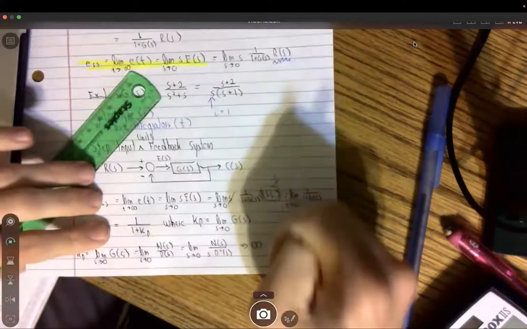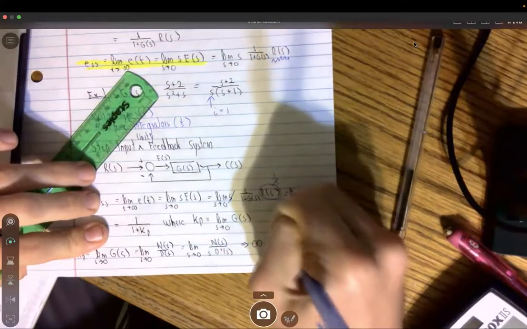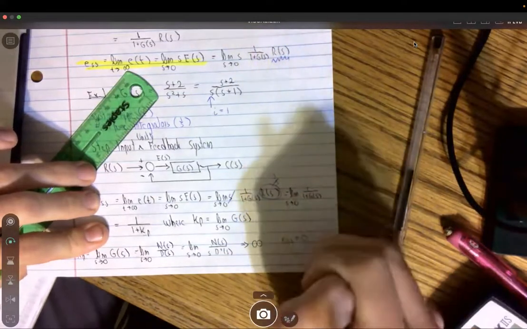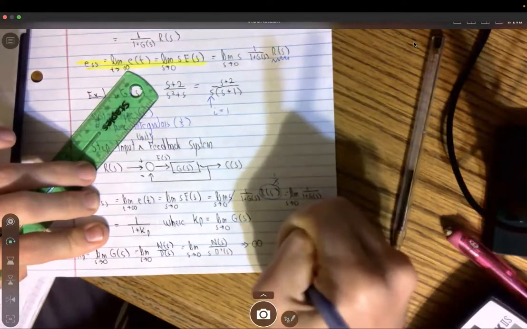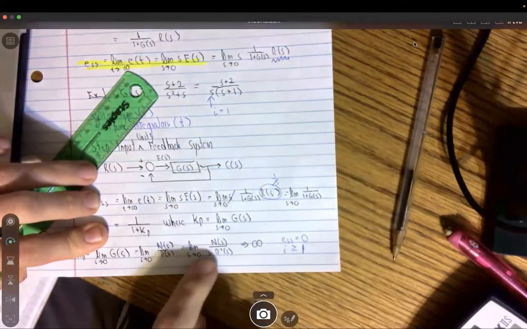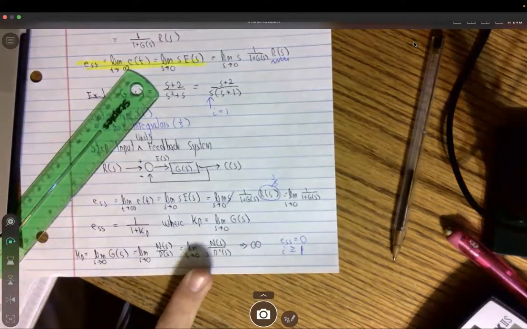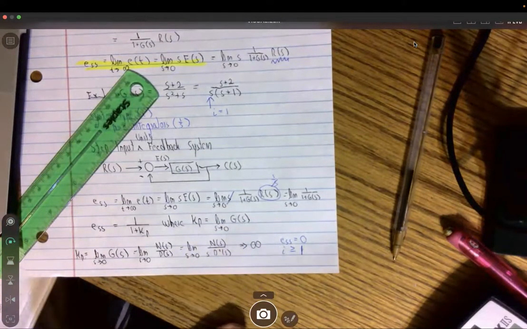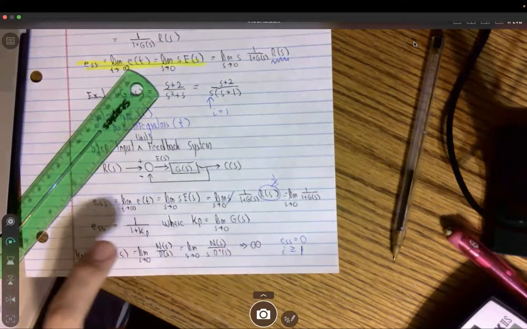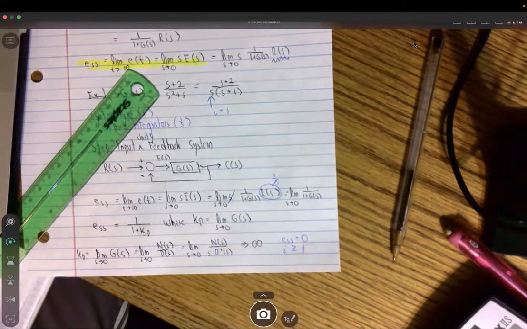So in order to make sure that the steady state error equals 0, we make sure the system type is greater than or equal to 1. Because if our G of S has a pure integrator in it, then it's for sure going to go to infinity. So this KP goes to infinity. And so 1 over infinity is going to be 0. So that's how you get the steady state error 0.